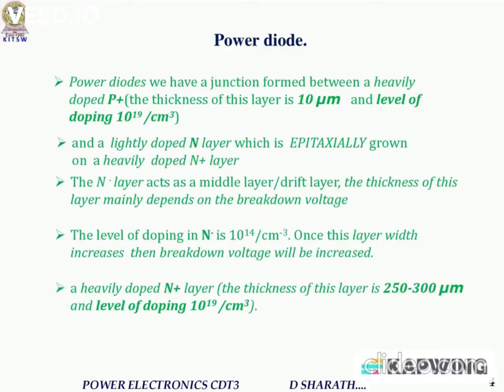So coming to the basic power diode, the junction is formed between a heavily doped P plus and a lightly doped N minus layer, which is epitaxially grown on a heavily doped N plus layer. The N minus layer acts as a middle layer. The level of doping is 10 to the power of 14 per centimeter cube, and the heavily doped N plus layer has a thickness of 250 to 300 micrometers.